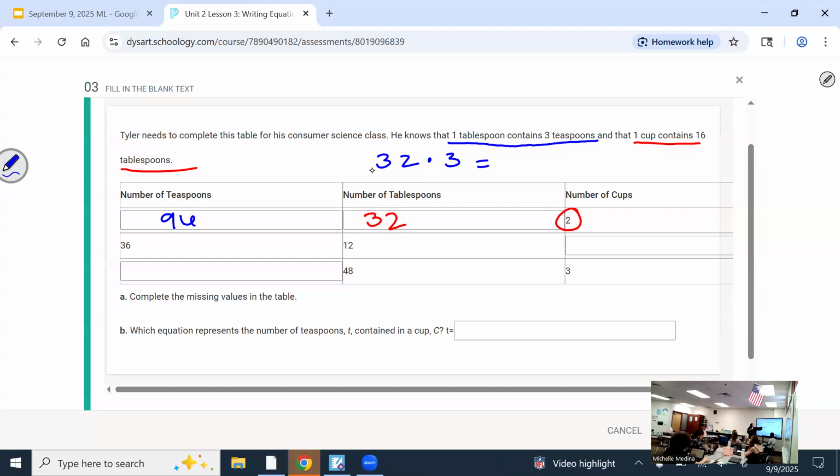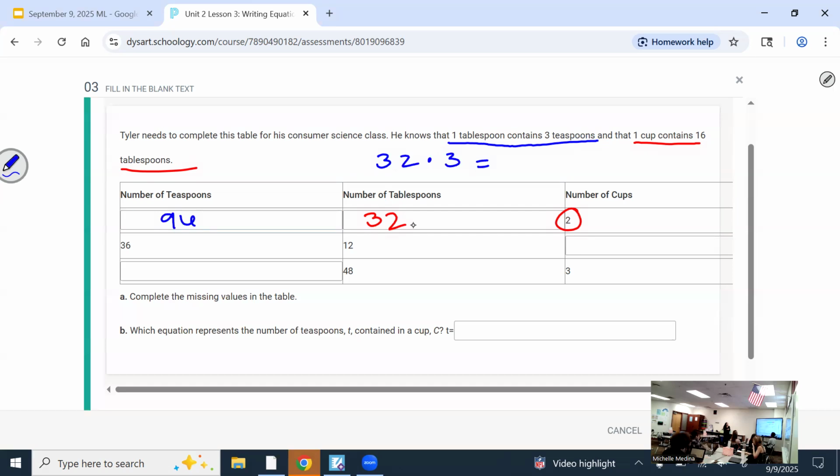But that's how we found it in this one. We know there's 32 tablespoons. We know that there's 3 teaspoons for each tablespoon. Multiply it. And that's the first row. Now the next row, we're working from teaspoons all the way to cups. We already have the tablespoons, so let's start there.